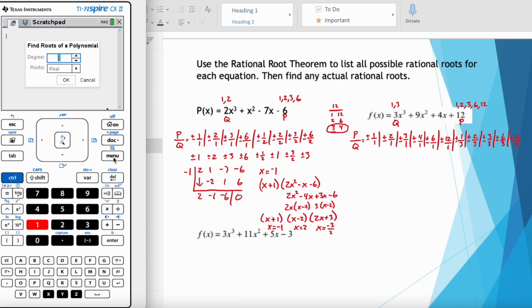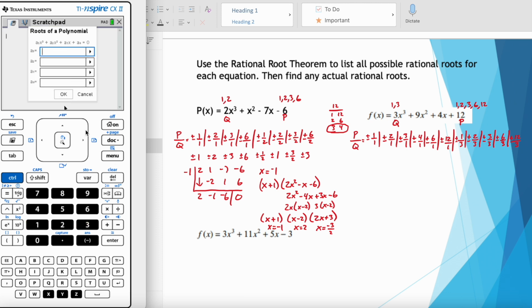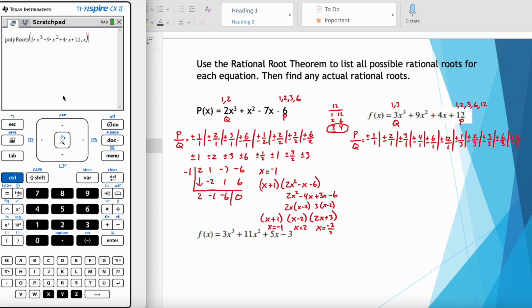Now we have to be able to see that our highest degree is 3, so we will make that change, and we hit OK. We are then going to write the coefficients of each one of our terms. So 3, positive 9, positive 4, and positive 12. We select OK. And once we've done that, we verify that our equation matches the question that we were working on, and we hit Enter.